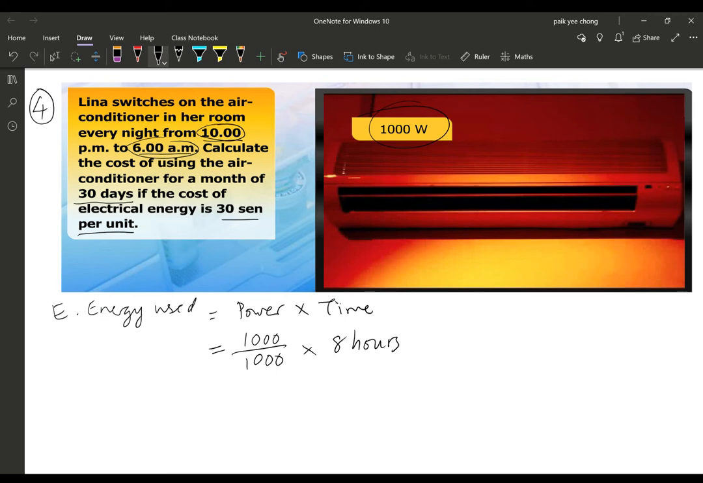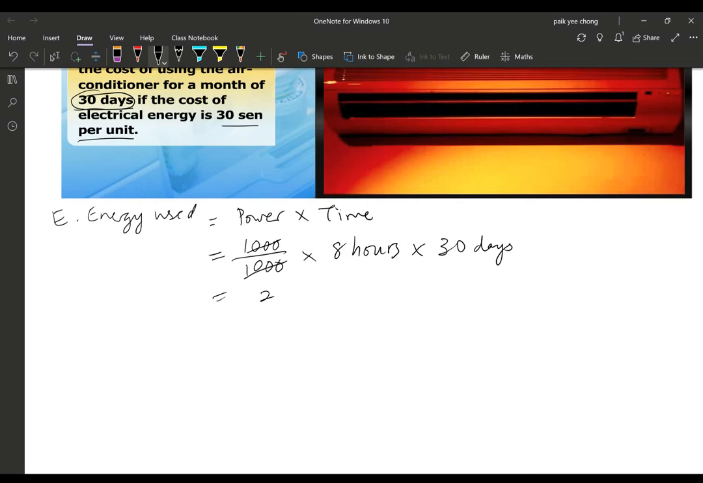And this is only for 1 day. But the question wants you to calculate for 30 days. So instead of doing it one more time, you just add on to the duration. You just times another 30 days here. All right, so it's very simple. This one cancels off. Then you will have 240. Now, what is the unit? The unit is always kilowatt hour. But you haven't finished the question because you have not counted the cost.